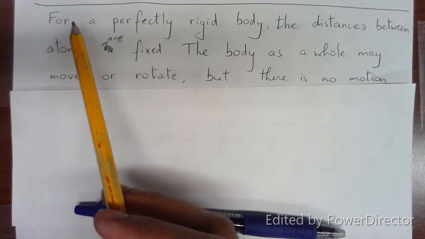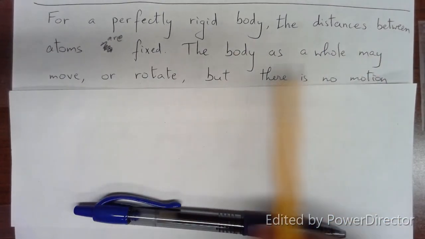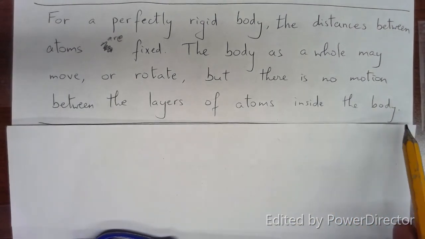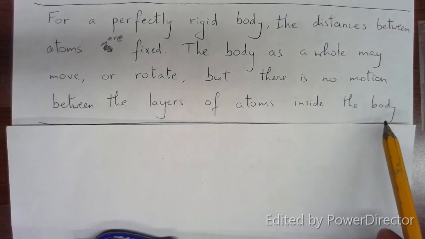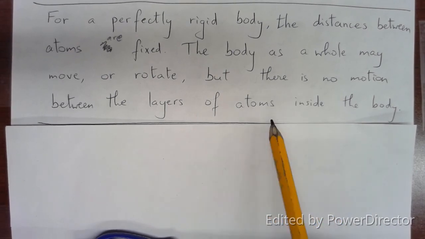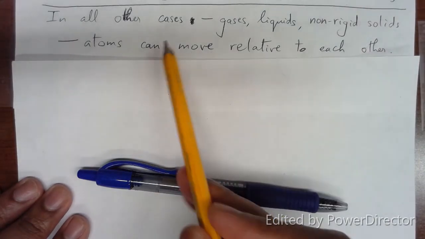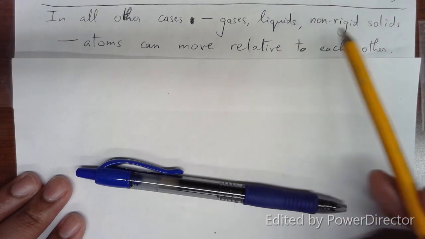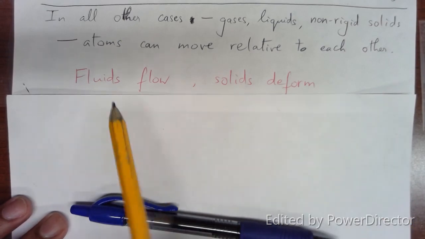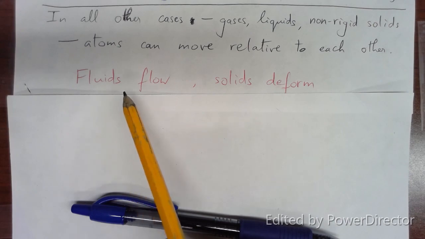So for a perfectly rigid body, the distances between the atoms are fixed. The body as a whole may move or rotate, but there is no motion between the layers of atoms inside the body. Right? So the center of mass can move, and you can have rotation about any axis that you like, but the distances between various atoms stay fixed. However, in all other cases, that is, gases, liquids, non-rigid solids, atoms can move relative to each other. And we see this in the form of the fact that fluids flow, fluids here including both liquids and gases, and solids can deform.